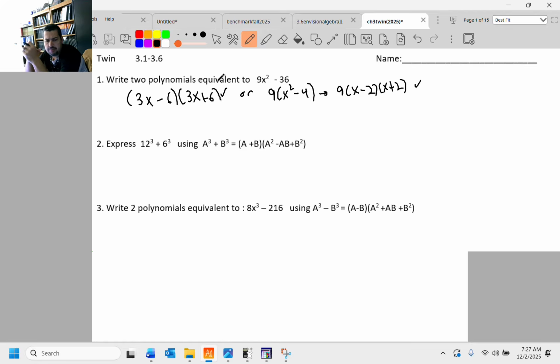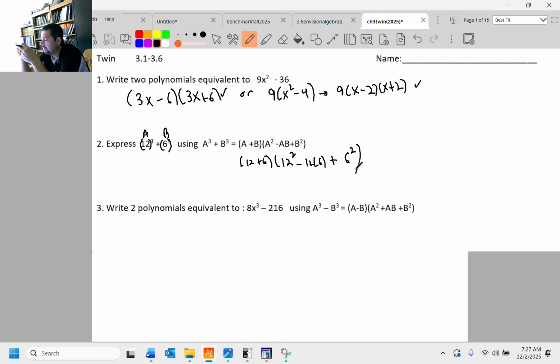All right, number 2, express 12 cubed plus 6 cubed using a cubed plus b cubed. So what you have here is a, which is 12, and b, which is 6. And you're not supposed to do anything else other than just plug it in. It's 12 plus 6, times 12 squared minus a times b, 12 times 6, and then plus b, which is 6, squared. Like, wow, it's that easy. Really, really easy. Now, I might do a minus on the quiz. I might do a cubed minus b cubed.